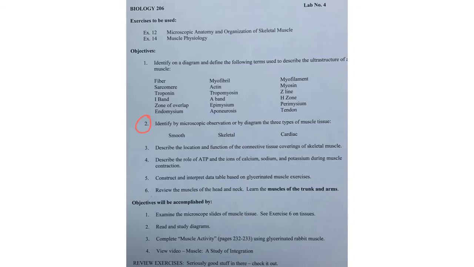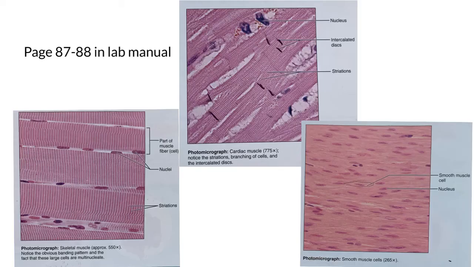Objective 2 says, can you tell the difference between smooth, skeletal, and cardiac muscle? If you go back to your lab manual, these are the pages in the version that I have. You might have a different version, sometimes older, sometimes newer, so it's within a couple pages of that page number. So can you tell the difference between them? Well, here's how you tell.